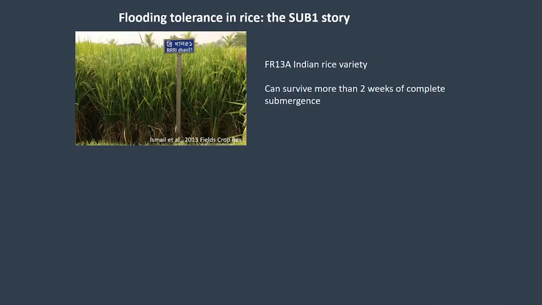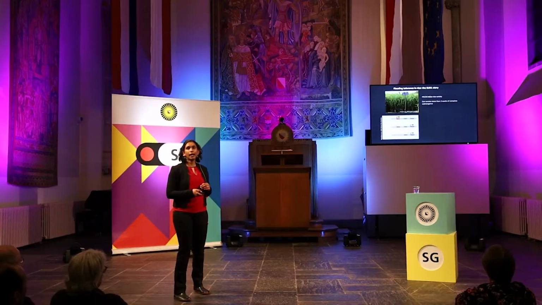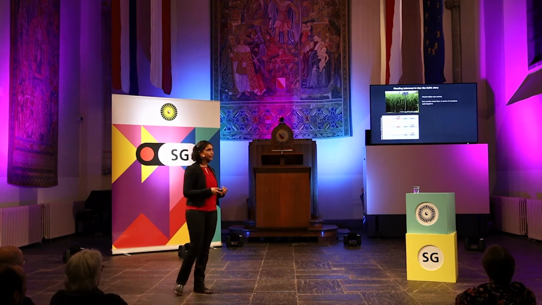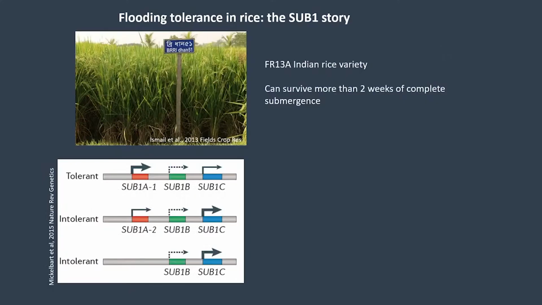So scientists sought natural land races, which farmers locally had been growing in places where there was very frequent flooding. And an example is this variety known as FR13, an ancient Indian rice race. And this variety could tolerate up to 2 weeks of complete submergence. And to cut a long story short, the gene that was responsible for this flood tolerance was identified. And it was this particular gene that you see, which is called sub1A.